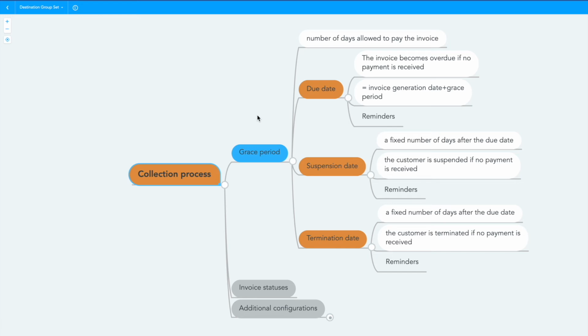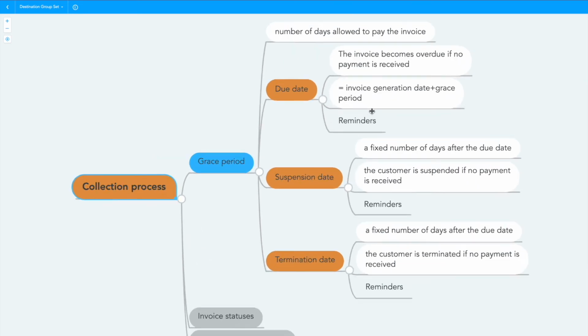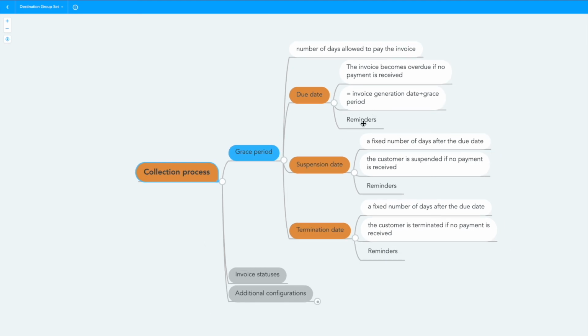So the due date depends on the grace period. The due date is, as I already said, calculated as our invoice generation date plus grace period. So for example, if the grace period is set to 30 days and the invoice generation date is April 1st, our due date will be May 1st. Okay, on May 1st, the invoice will become overdue. We can set additional reminders in our Porta billing system before the due date so that the customer knows that the invoice will soon become overdue.